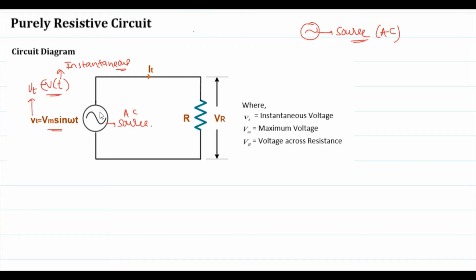Now, as the circuit is completely closed, we can apply Kirchhoff's rules to calculate the current. Let me consider the current flowing at this instant of time in this circuit as i(t), that is the instantaneous current. The drop across this resistance, the voltage used by this resistance, I will call VR. V(t) is the instantaneous voltage, Vm is the maximum voltage, and VR is the voltage across the resistance, which creates the current in this circuit. So we'll see what exactly happens to the current.